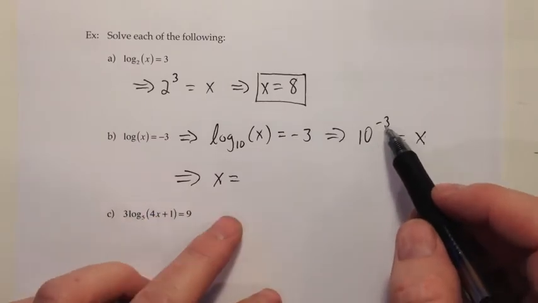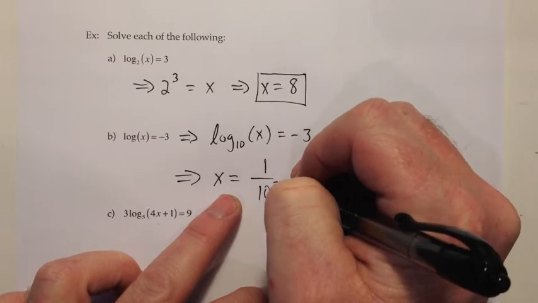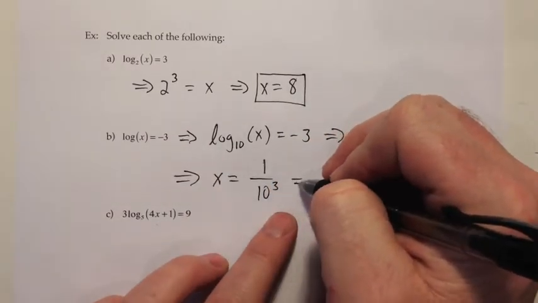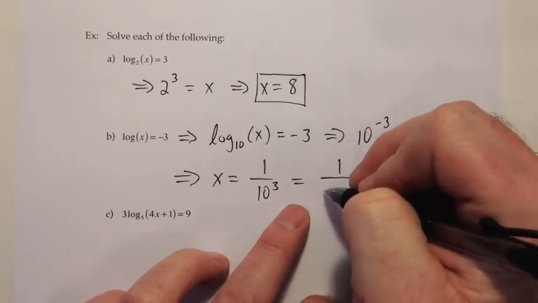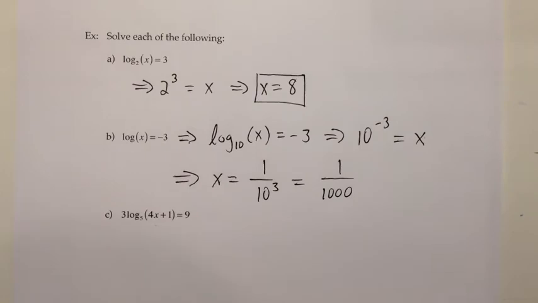We already know it's equal to 10 to the -3, but we don't like the negative exponent, so I would make a reciprocal to get rid of the negative sign on that exponent, and then I would work out 10 to the third. 10 to the third would have 3 zeros on it, so that would be 1 over 1,000.